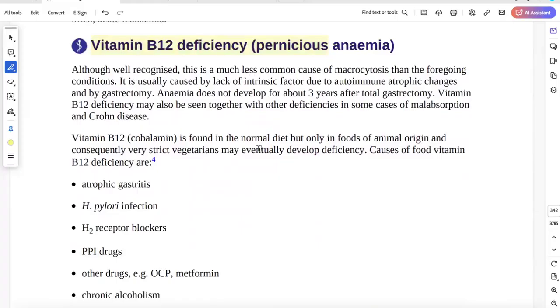B12 deficiency. B12 also comes from meat, so if someone is a vegetarian, they can also develop B12 deficiency. If there is a blood picture showing the patient has macrocytic anemia, and they ask what will be your next choice of investigation, that should be B12 and folic acid level. All right. And if the B12 level comes low, then you confirm that it is a B12 deficiency.